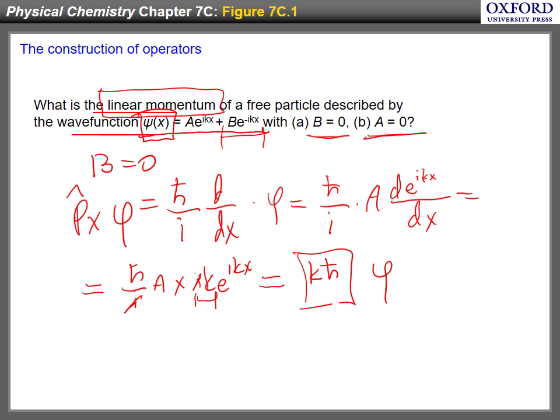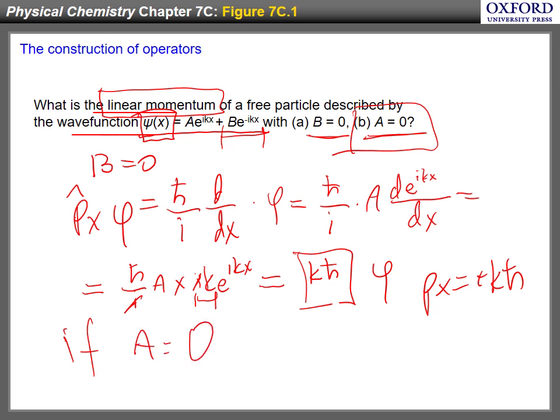Therefore, our px is positive kh. Now, if we do the same thing with setting our a to 0, then we find that our atom value is minus kh. Therefore, if a is 0, then you can do the calculation yourself. Then px equals minus kh.